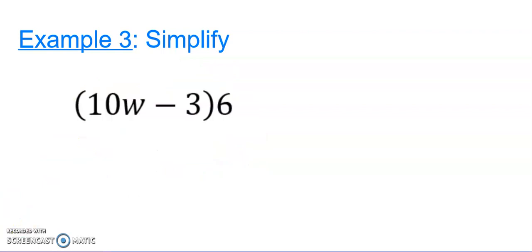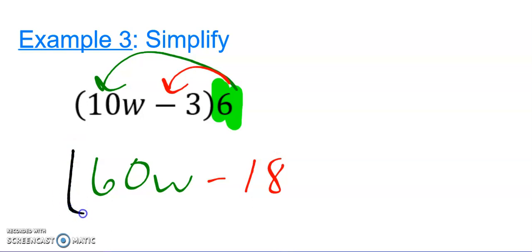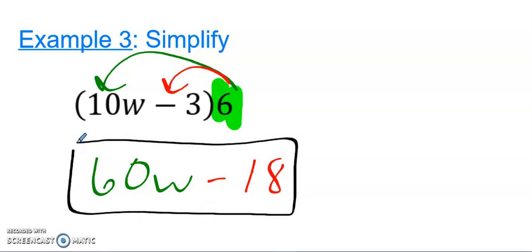Example 3. Once again, multiply each term by the coefficient, but look, the coefficient is behind the parentheses this time. That's fine. We still can multiply. So we're going to do 6 times 10w. Well, 6 times 10 is 60w. Now we're going to do 6 times negative 3. So that gives me a negative 18. My final answer here is 60w minus 18.